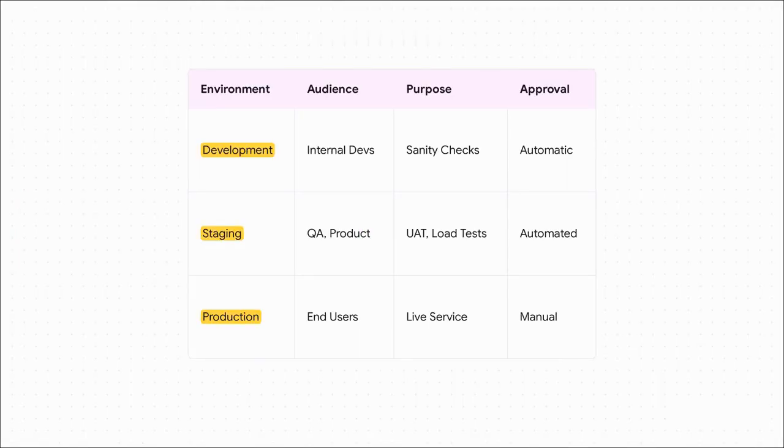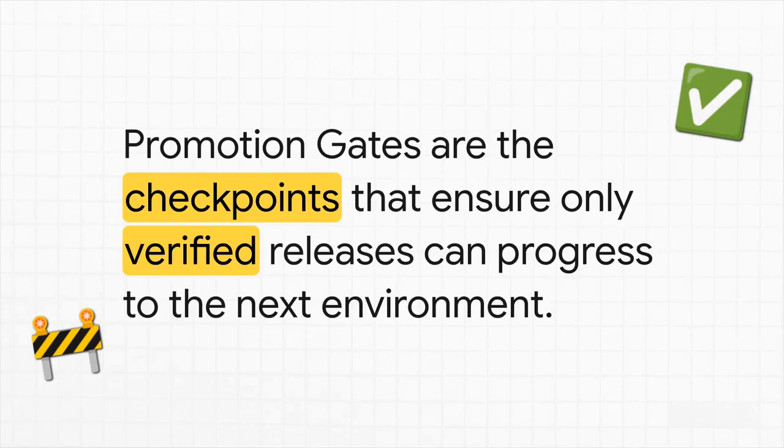Now, each of these environments has a really critical job. Dev is just for a quick sanity check by the developers themselves. Staging is basically a mirror of production. This is where QA and product teams do their serious testing, like user acceptance tests or load tests. And then there's production, the live service for our actual users, which is exactly why it requires that final manual approval.